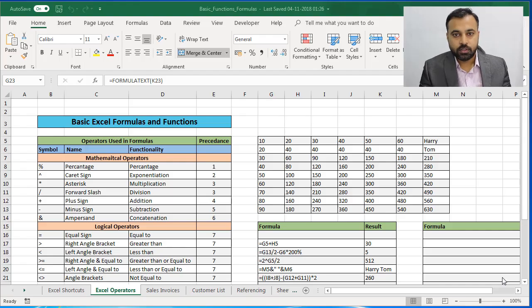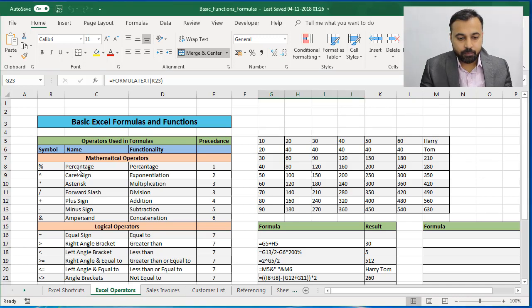Hello students. So in this lecture we will get introduced to the Excel operators. Excel operators are very important. So let's see the Excel operators, their symbol and their functionality. So first is the percentage operator.